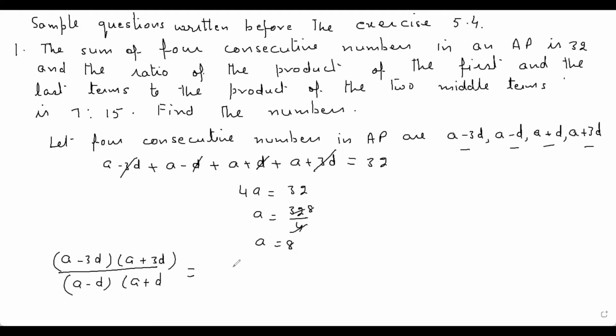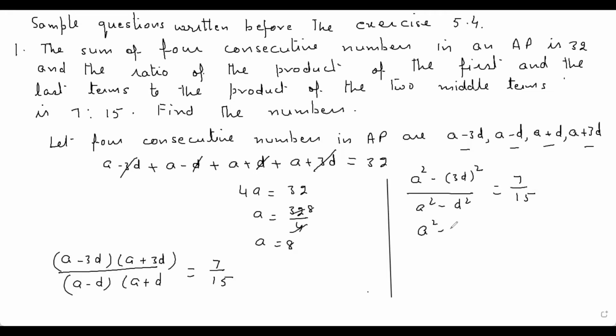is equal to 7/15. Now (a minus 3d) into (a plus 3d): (a minus b)(a plus b) is a square minus b square. So a square minus 3d whole square upon a square minus d square is equal to 7/15. This is a square minus 9d square upon a square minus d square is equal to 7/15.